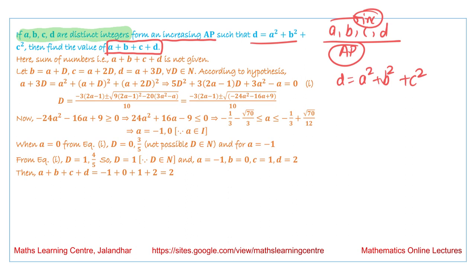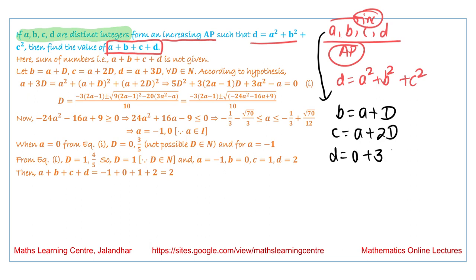So it is being given that these are in an increasing AP. Suppose B is equal to A plus D, where D is the common difference, and C is equal to A plus 2D, and D is equal to A plus 3D, where D belongs to N, it is any positive integer, because A, B, C, D are integers and further they are increasing. So the value of D is positive.